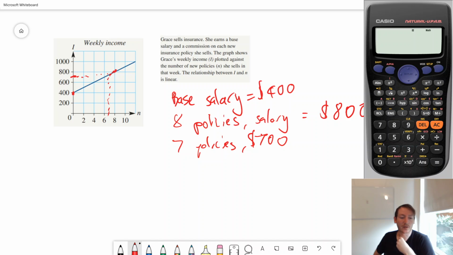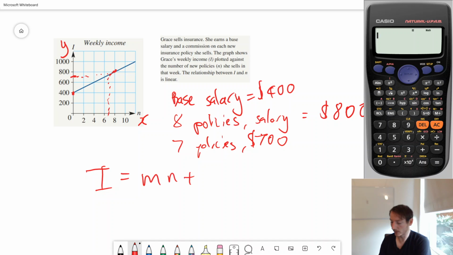Find the equation of the straight line in terms of I and N. So remember, I is on the vertical, so we're putting I instead of Y, and N is on the horizontal, so N instead of X. So I equals MN plus C. Y equals MX plus C. I've changed it to I equals MN plus C. So income equals, well, we know where the graph starts. That's $400.